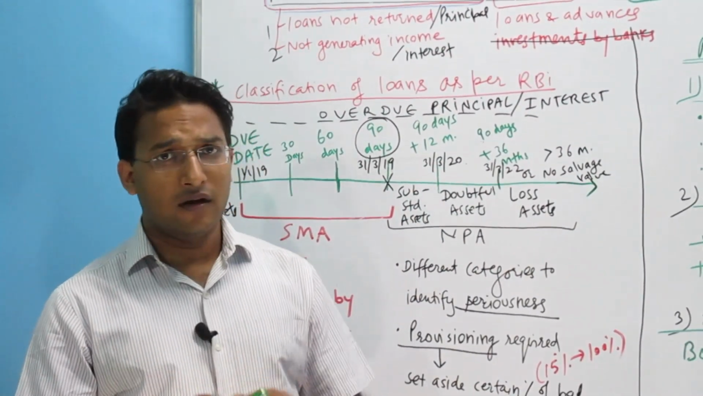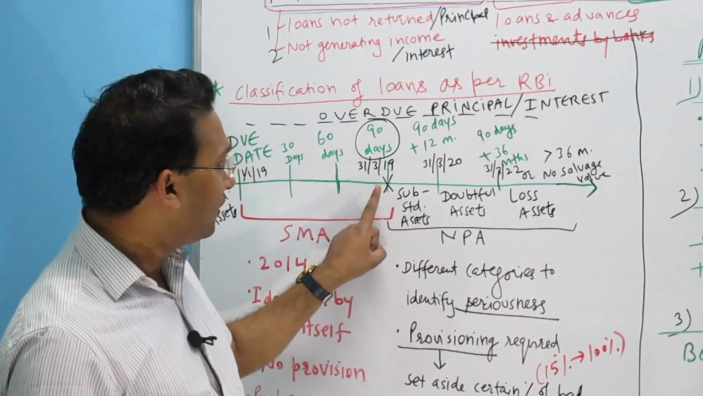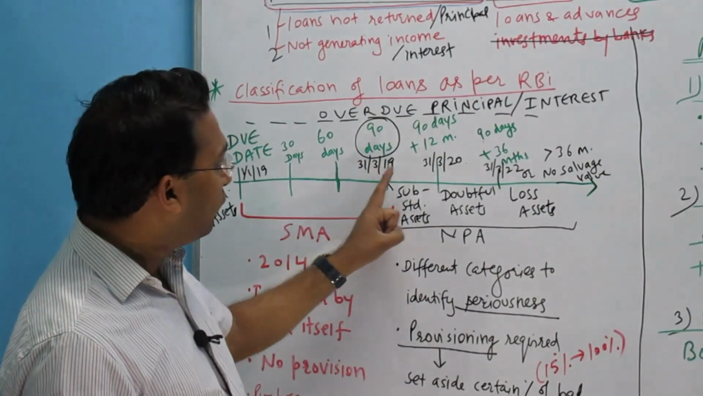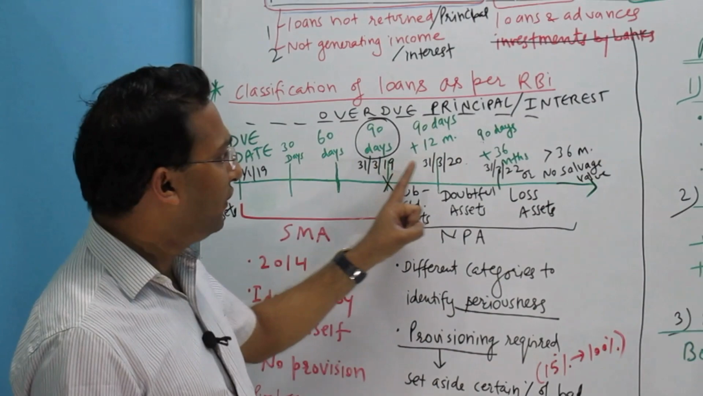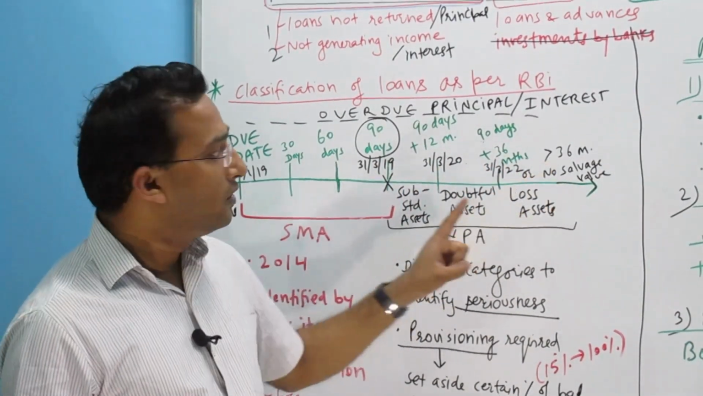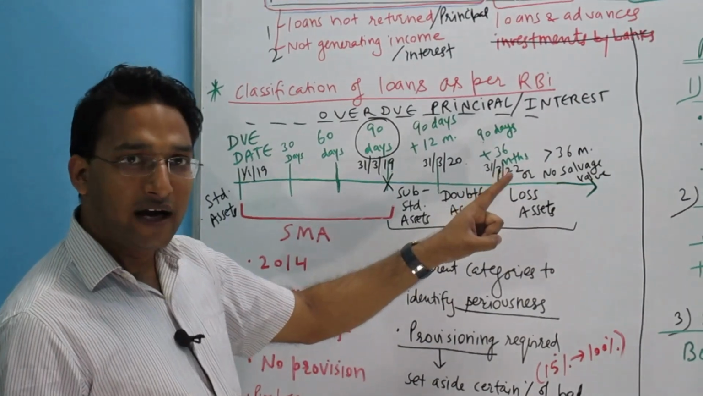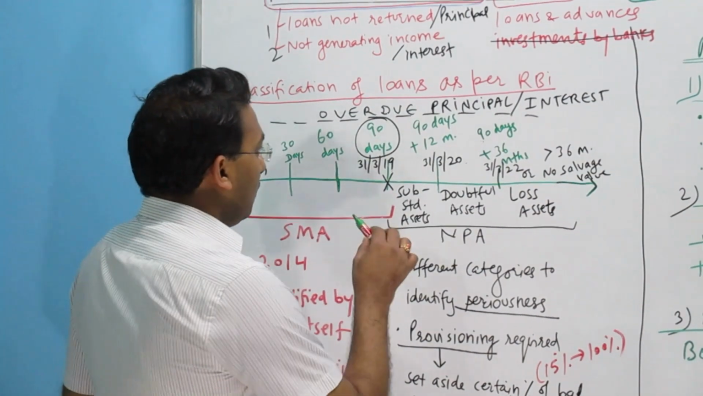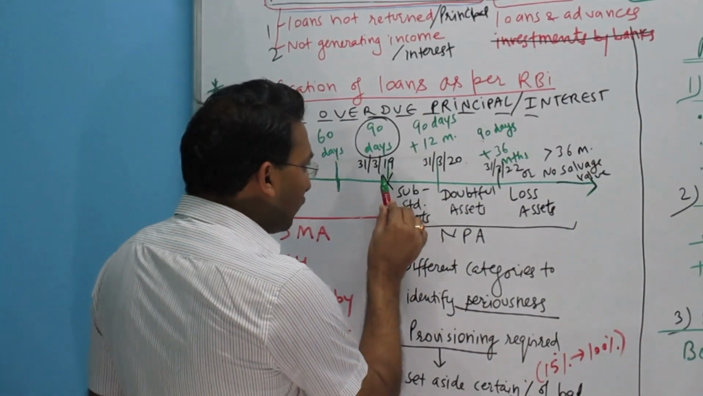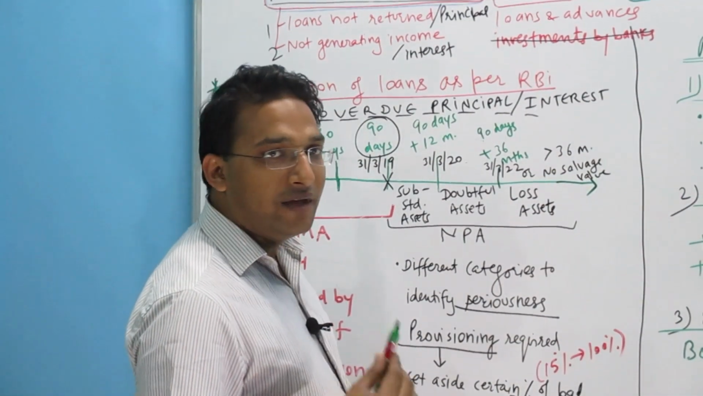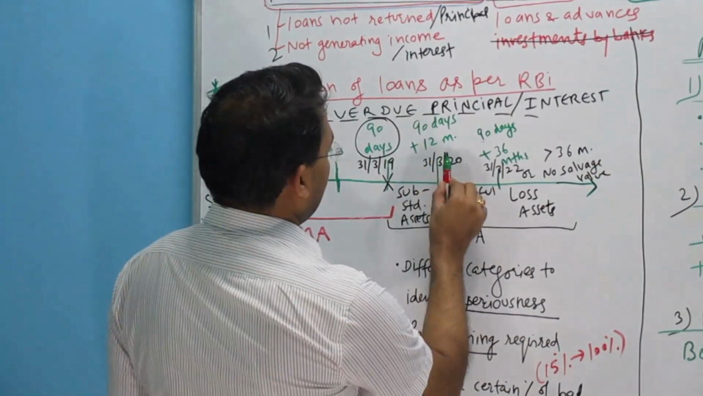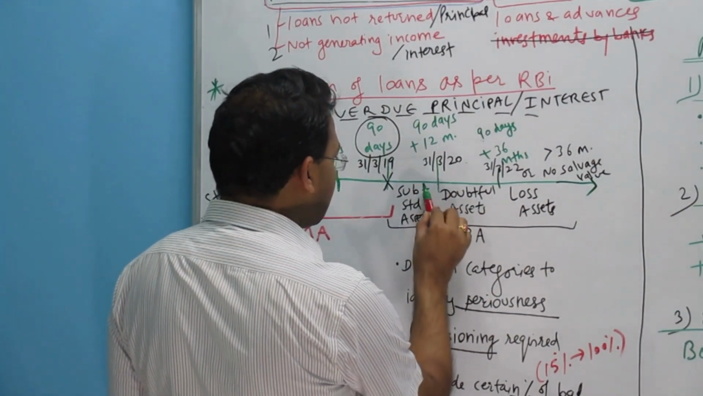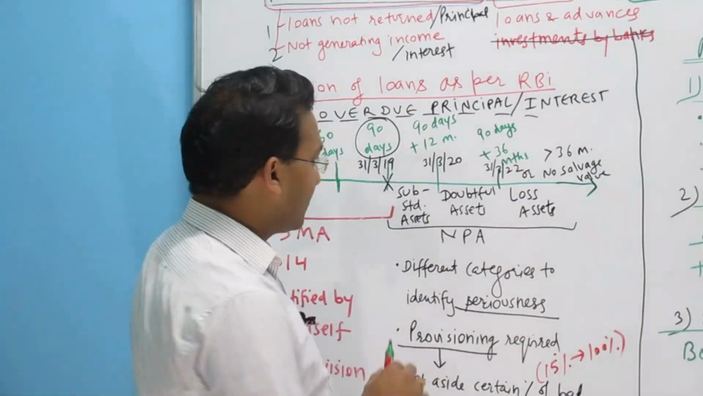Now, once the account becomes a non-performing asset, in the future it will be called the NPA. Again, depending upon the period for which this amount remains due, we will classify this NPA into different categories, right? So, on 1st of April 2019, this account became the NPA. For the next 1 year, this account remains NPA, and for the next 1 year, it will be called a substandard asset.